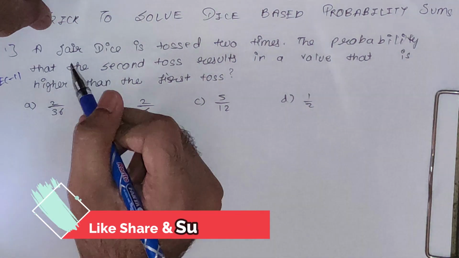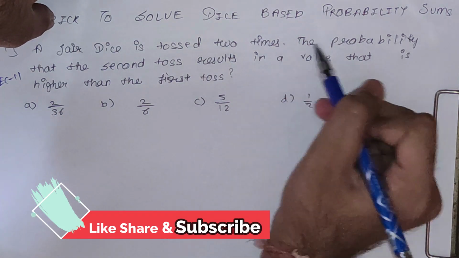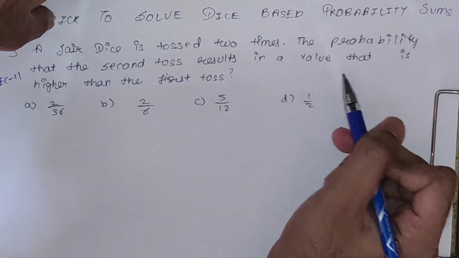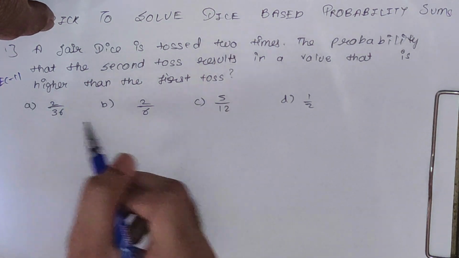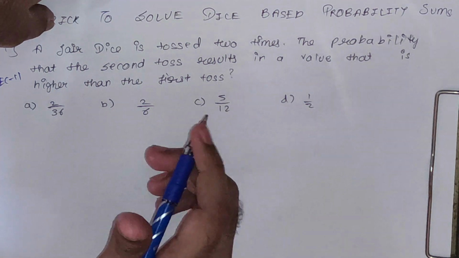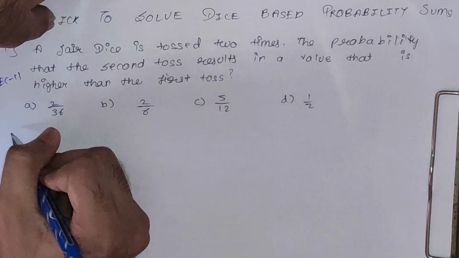So the first sum: a fair dice is tossed 2 times. The probability that the second toss results in a value that is higher than the first toss. This sum is of EC11 and we are given this option. Okay, so first take a look at how I solve this sum and then I will show you the trick.